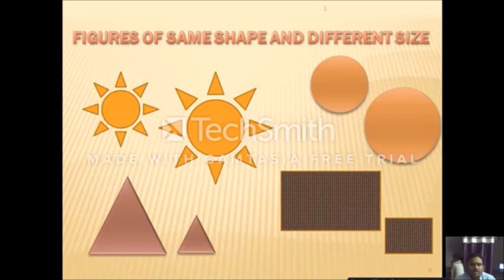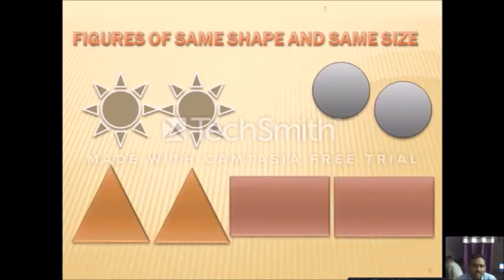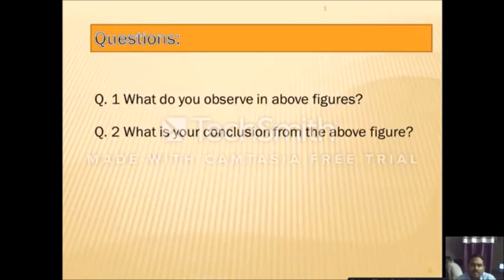Now, next, you observe the next figure. Again, in these figures there are some pairs of geometrical figures. Observe the shape and size. By observing them, it says that the figures have the same shape and the same size. Next. So, by observing these figures, we can ask the students what do you observe in the above figures and what is your conclusion from the above figures.